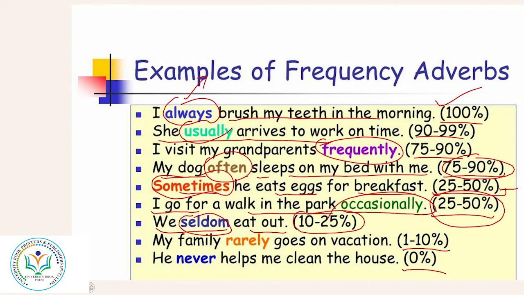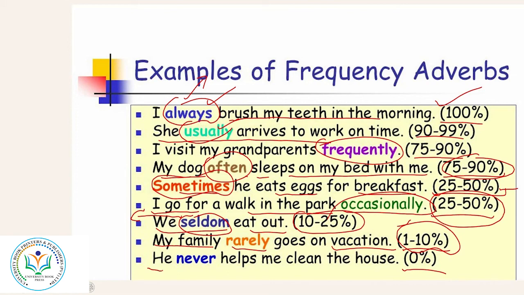आप देख सकते हैं जितने भी एक्शन यहां पर हुए हैं उसका जो है फ्रीक्वेंसी बताई गई है इधर परसेंटेज में, और ये एडवर्ब्स और फ्रीक्वेंसीज हैं आपके. Always, usually, often, sometimes, frequently, occasionally, seldom. My family rarely goes on vacation. 1 to 10%, because one cannot go vacation daily or usually, or sometimes, they rarely go for vacation. So its percentage is 1 to 10%.